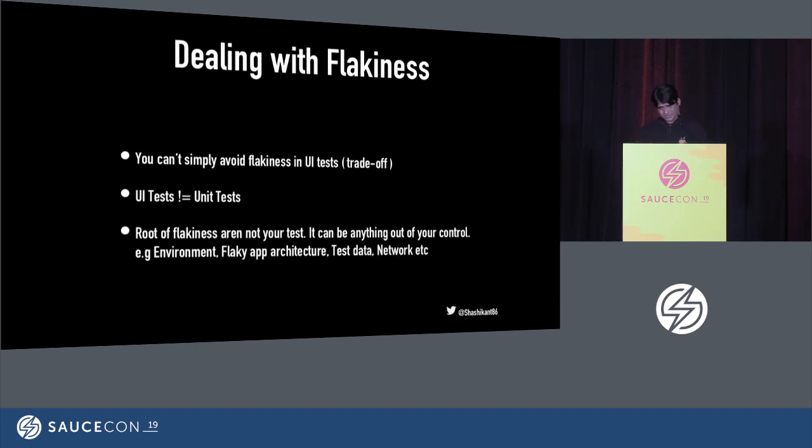So flakiness can come from anywhere, literally, not only from your test but from the environment and your app architecture. If your app architecture is not proper and the app is flaky, how do you expect your tests to become solid? So you need to make sure that your app architecture is good as well, in order to make UI tests good. You also need to control your test data and network, which is another factor that contributes to flakiness.